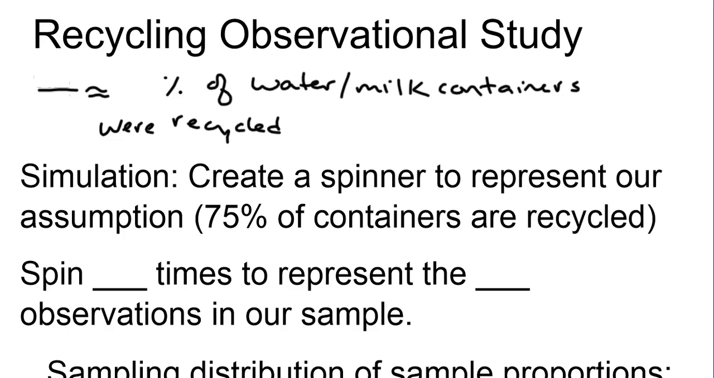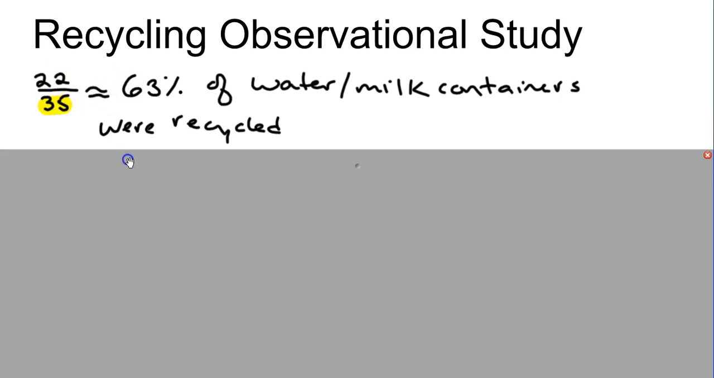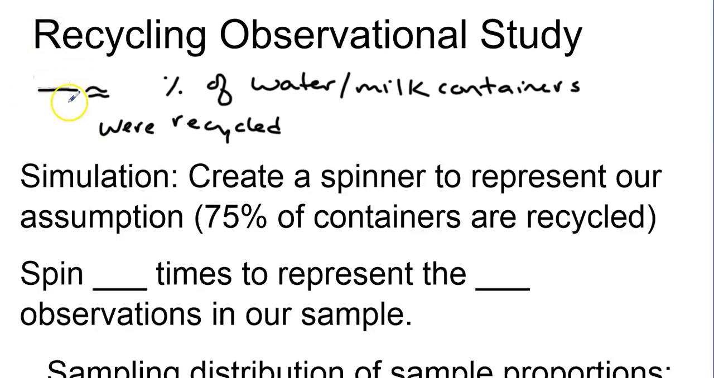So for example, in my AC class, they only collected 35 observations. They said there was an issue with the fire drill. Oh, they went off. So I believe them. Anyway, they got 22 out of 35, or 63% of the water milk containers to be recycled. So you fill in your numbers here, okay?